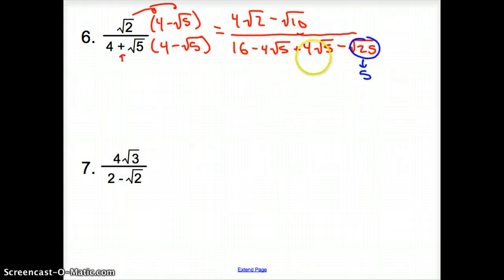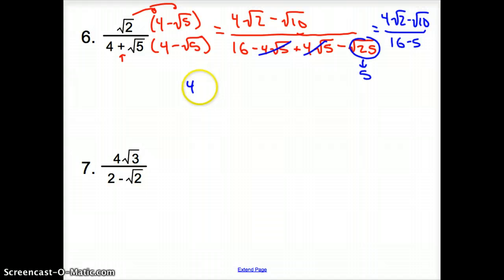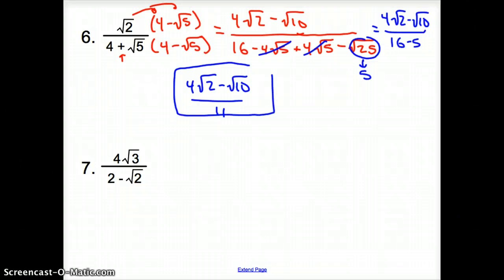Now, if we look in the middle, we have a negative 4 square root 5 and a positive 4 square root 5. So those cancel out. On top, we're going to be left with 4 times the square root of 2 minus the square root of 10. That's going to be over 16 minus 5. Keep rocking, cleaning things up one more time. For our grand finale, we have 4 square root 2 minus square root 10, and that's going to go over 11, and that is our simplified answer.